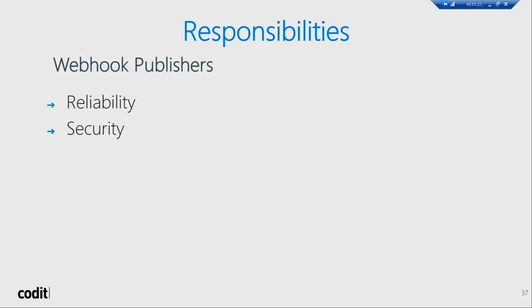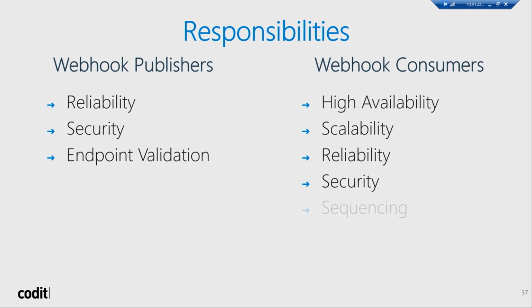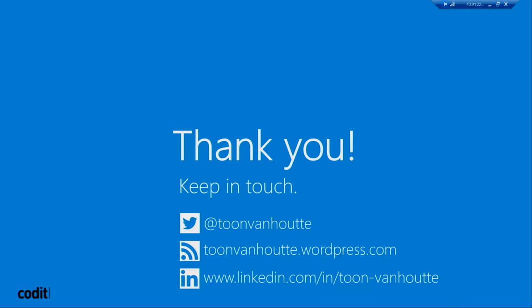The responsibilities for the publisher, it's all about reliability, security, and endpoint validation. For the consumer, make sure you're highly available, scalable, reliable again. Security, very important, because your endpoint is mostly on the public internet, unless you have some VPN connections with your provider. And sequencing. Thank you very much, and enjoy the lunch.